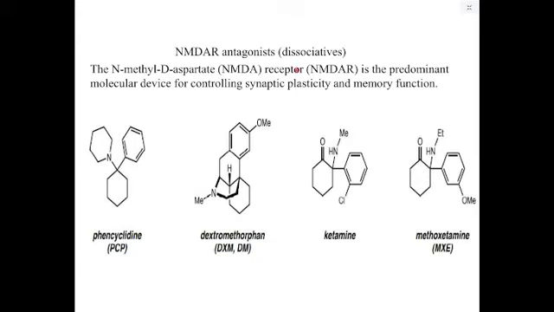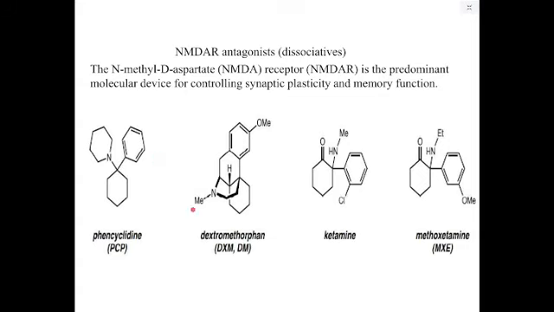So we are saying that they are responsible, the predominant molecular device for controlling synaptic plasticity and memory function. So it is a very, very important receptor. And you can see the drugs we are mentioning are antagonizing that receptor, including PCP, or phencyclidine. You can see the structure. Phencyclidine has a cyclohexane ring joined to a piperidine ring and joined to a phenyl ring. Quite a simple structure to remember.